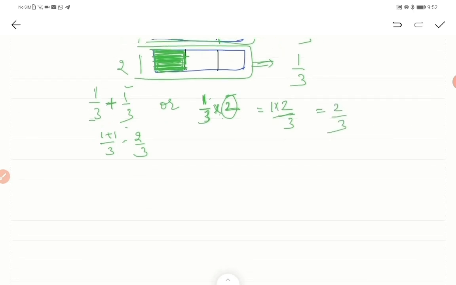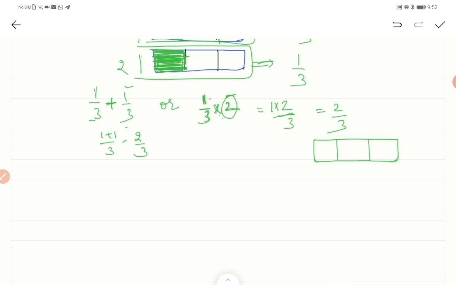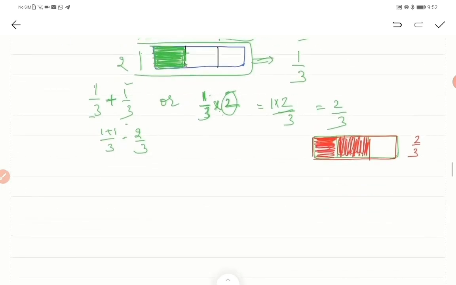So let me draw the pictorial representation of this 2 by 3. I have one whole and it is divided into 3 parts, and the used regions are how much? It is 2. So 2 regions I will shade. I can shade like this. So this pictorial representation is for the fraction 2 by 3. This is by using the pictures I have shown you.